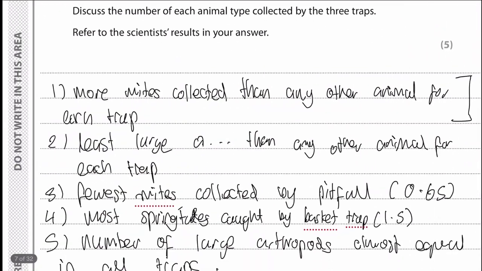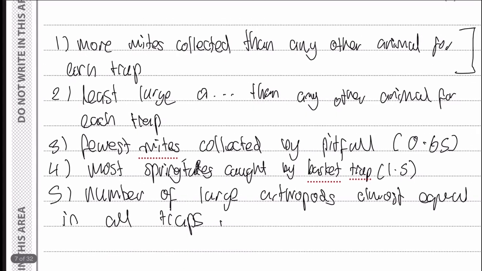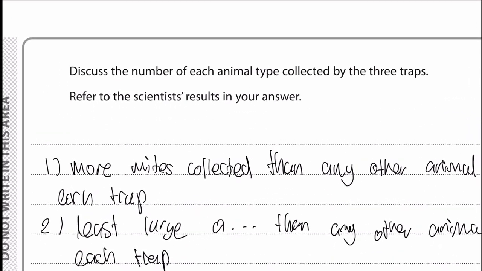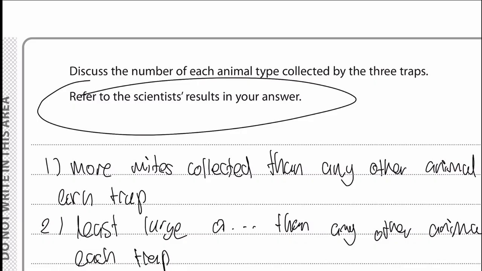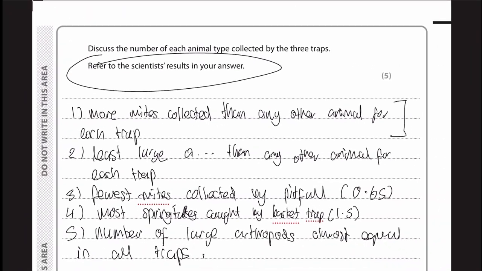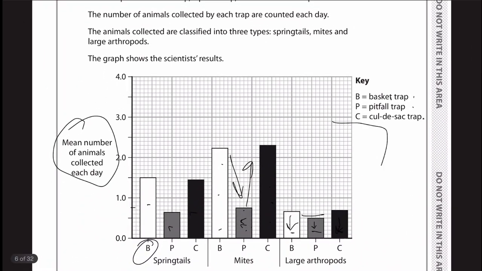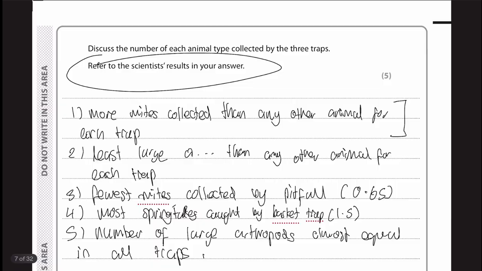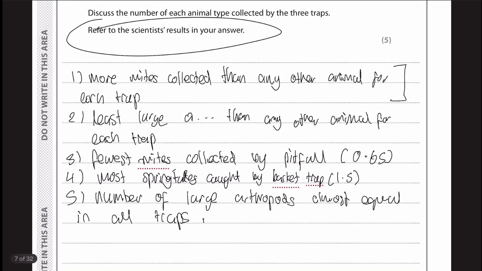I suggest, if you have the opportunity, provide some sort of figure for your answer, because it does ask you to refer to the scientist's results in your answer. The mark schemes all indicate that you're not going to be awarded marks if you don't make any reference to the actual data in terms of the actual figures. So make sure you don't forget to do that. It's very important. There are many ways to answer this question.